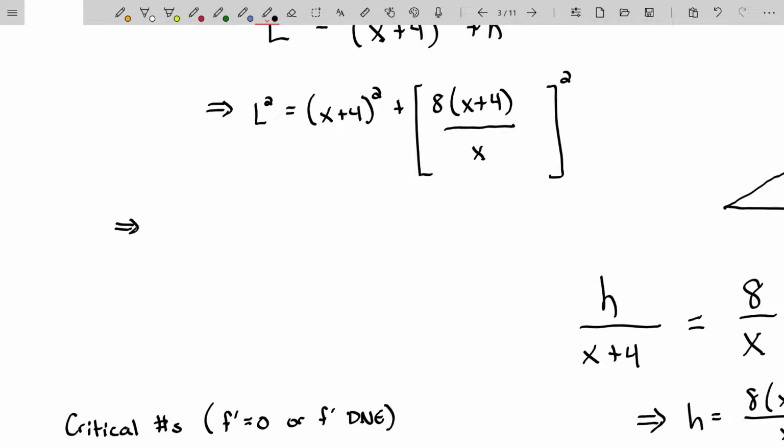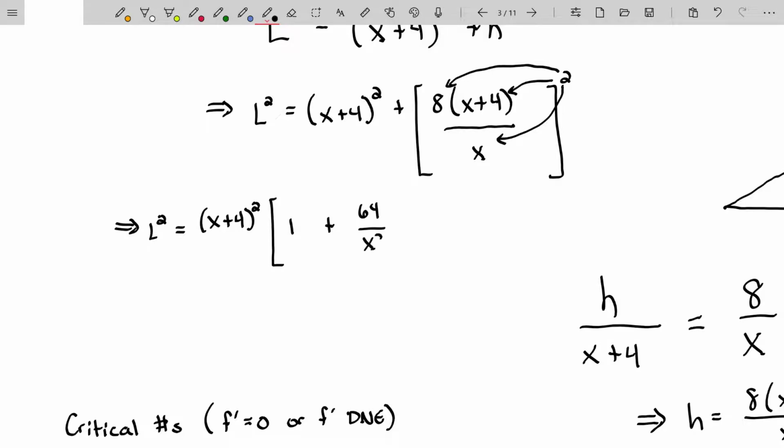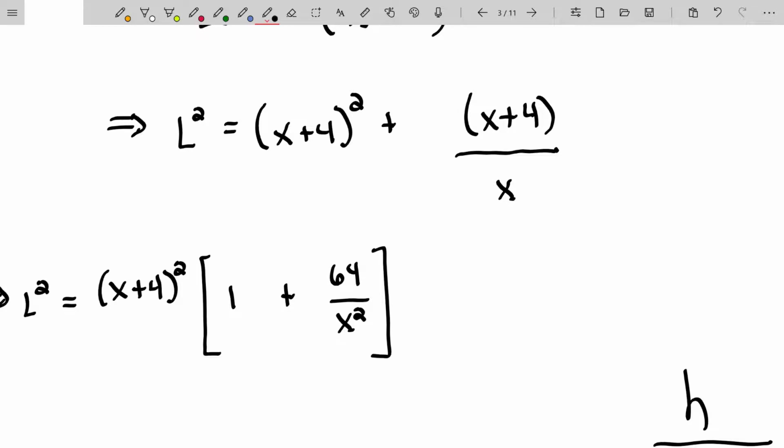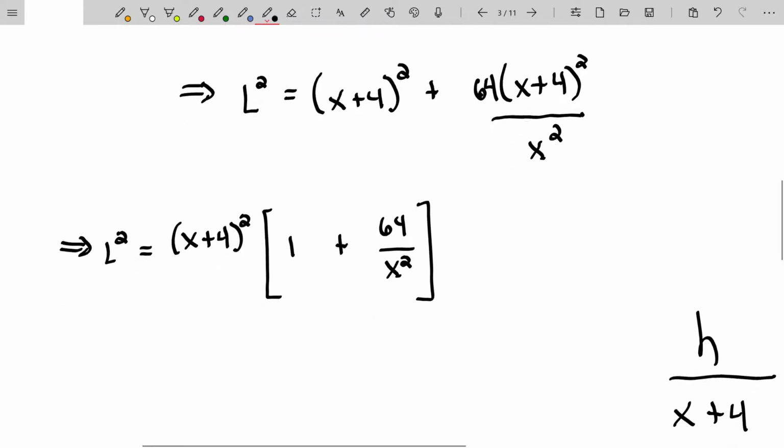So let's see. This implies L squared is equal to, if I were to square everything in this container here, I would get an x plus 4 squared. So you could see that both terms here would have an x plus 4 quantity squared. That might be helpful. 1 plus 64 over x squared. That is kind of nice. If you're wondering how I did my algebra there, all I did was square each of those 3 items. So 8 squared became 64, and that denominator became an x squared. And the numerator with the x plus 4 became an x plus 4 squared. If you can visualize it, both those terms have an x plus 4 squared, and I just factored it out.